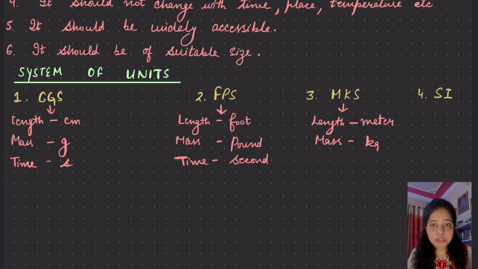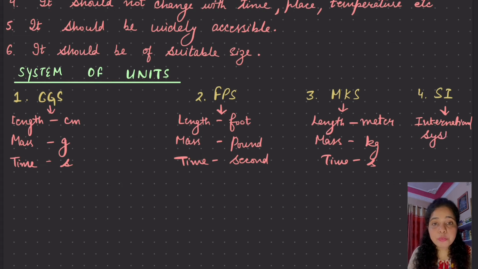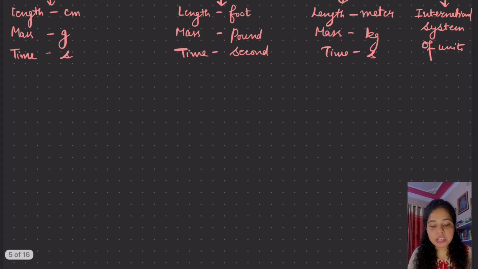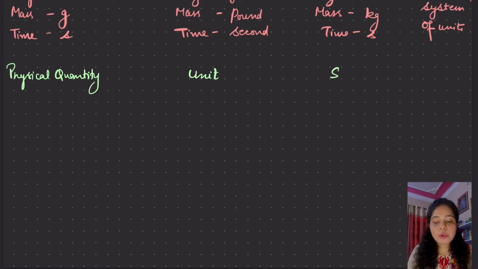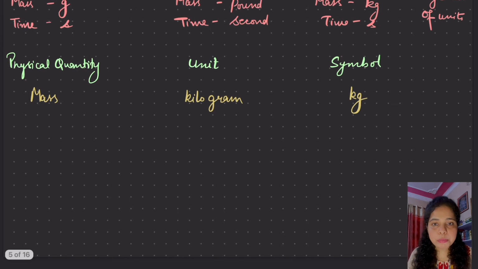Then the fourth system of units is called the SI system of units, that is, the internationally accepted system of units. In this international system of units, we have 7 physical quantities. So let us make a chart. We have the physical quantity; we will write the name of the physical quantity, in front of it we will write the unit, and we will also put their symbol. The first physical quantity, which is fundamental in nature, is mass, and the unit of mass is kilogram, and its symbol is kg in the SI system, that is, the international system of units.